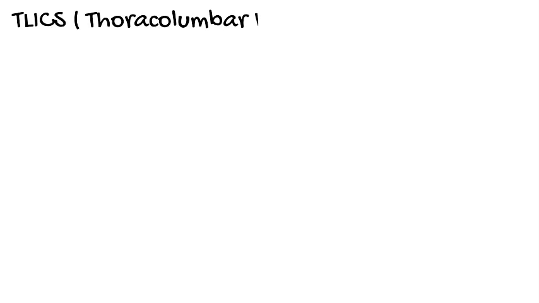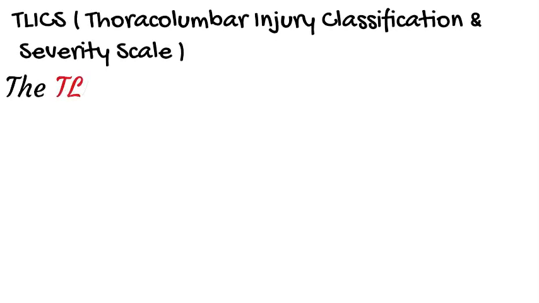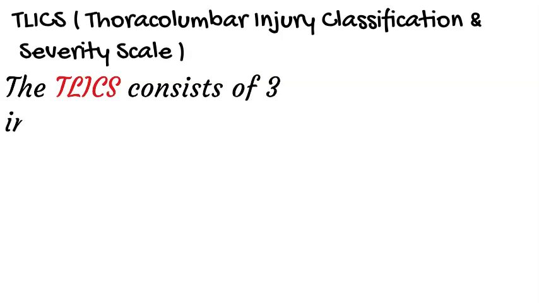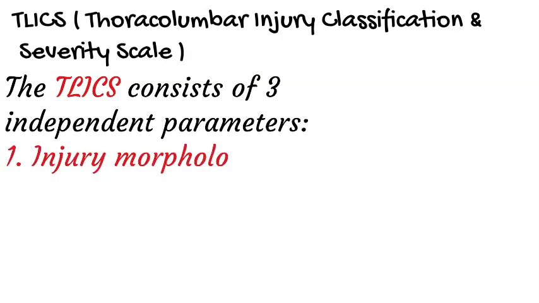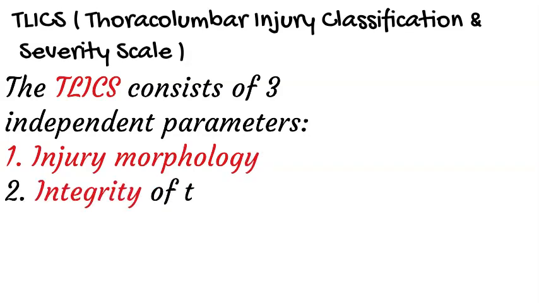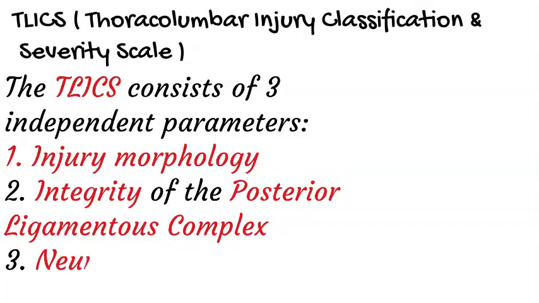Regarding the thoracolumbar injury classification and severity scale, the TLICS score. The TLICS consists of 3 independent parameters. 1. Injury morphology. 2. Integrity of the posterior ligamentous complex. 3. Any associated neurological status.